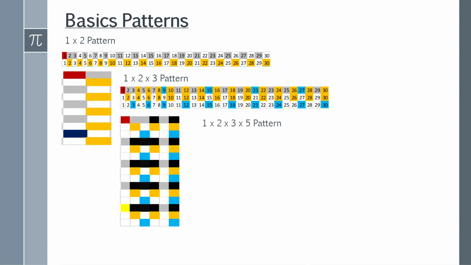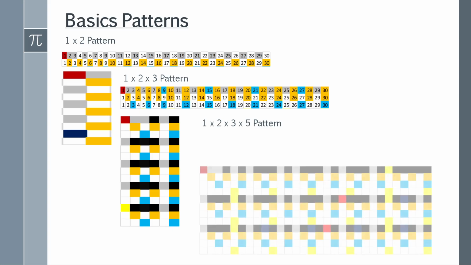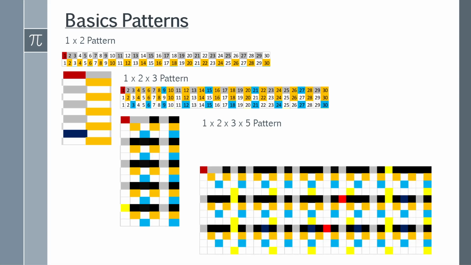If I look at this pattern, 1 times 2 times 3 times 5, this is what it looks like, and you can see there are only 2 columns out of 30 that are being eliminated by this new prime.